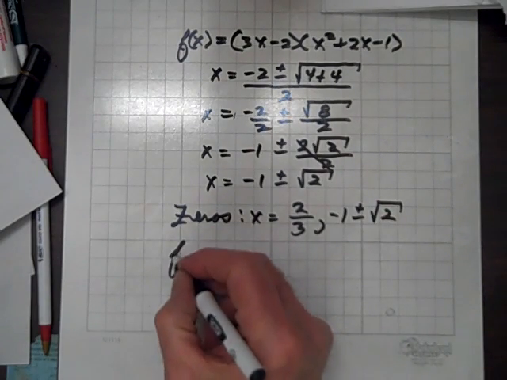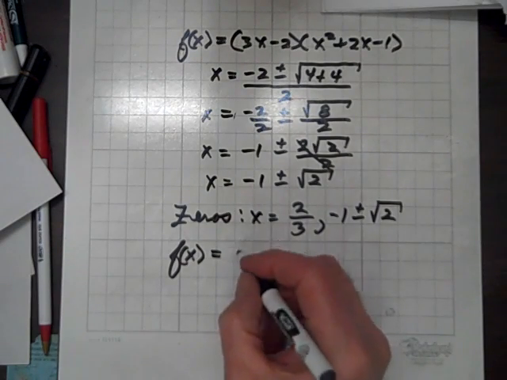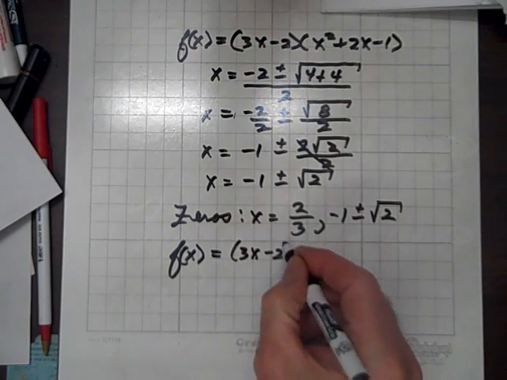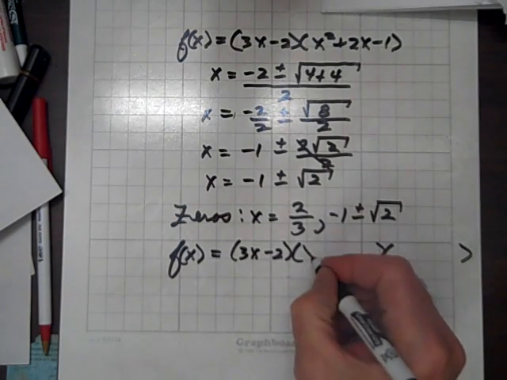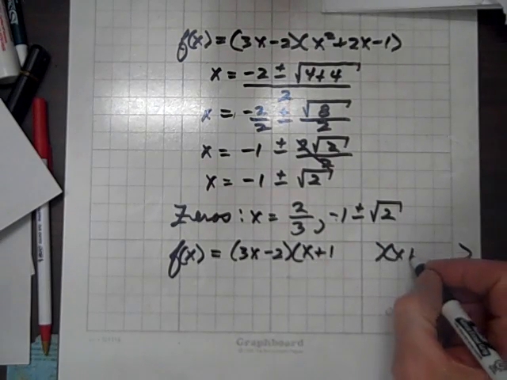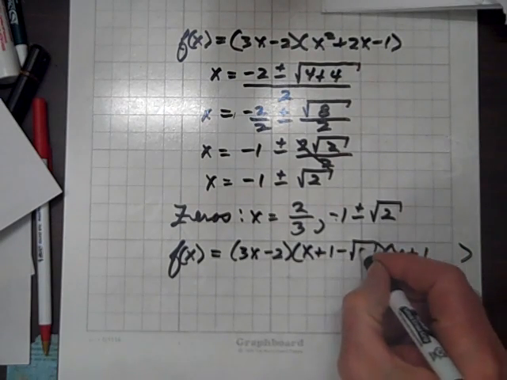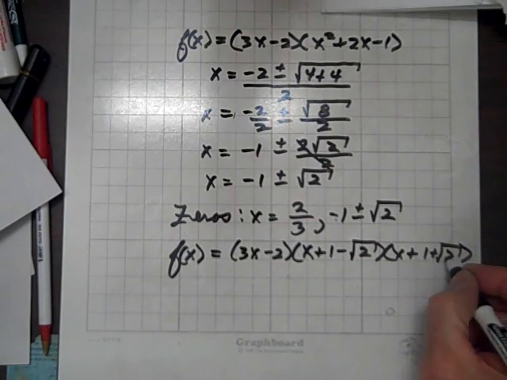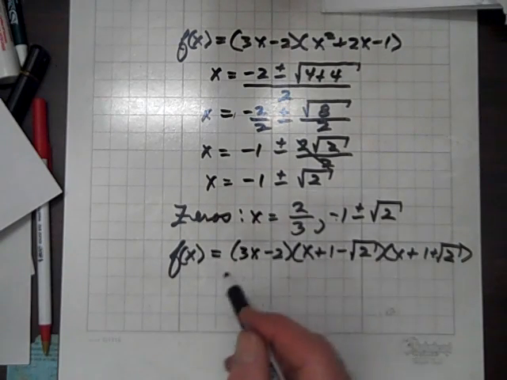Now we'll write f of x as a product of its linear factors. So 3x minus 2 times x, what's the opposite of negative 1? It's plus 1. Plus 1. What's the opposite of plus root 2? It's minus root 2. What's the opposite of minus root 2? It's plus root 2. To recap, these are the zeros of f of x.